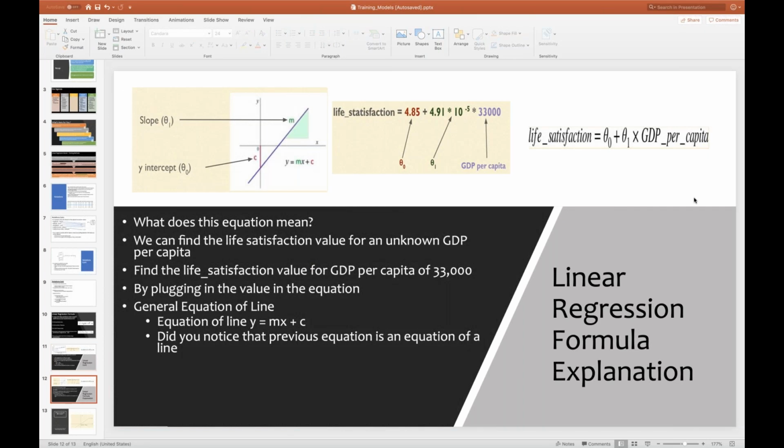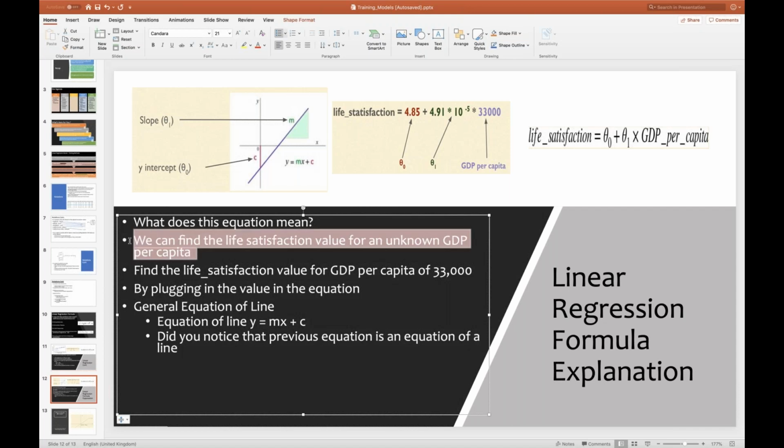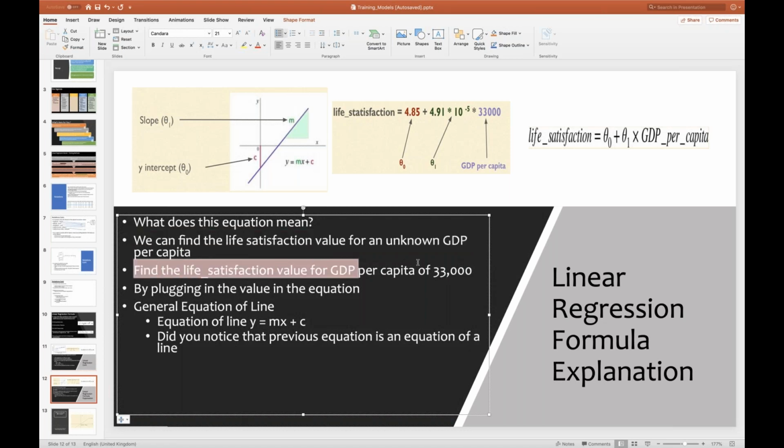What the heck is this formula doing? Okay, now I'm going to explain that in an easier way. This equation is nothing but a way to find the life satisfaction value from an unknown GDP per capita. That's all it is. Now, for example, finding the life satisfaction value for a GDP per capita of 33,000. Again, guys, you are finding a life satisfaction value for an unknown GDP per capita.